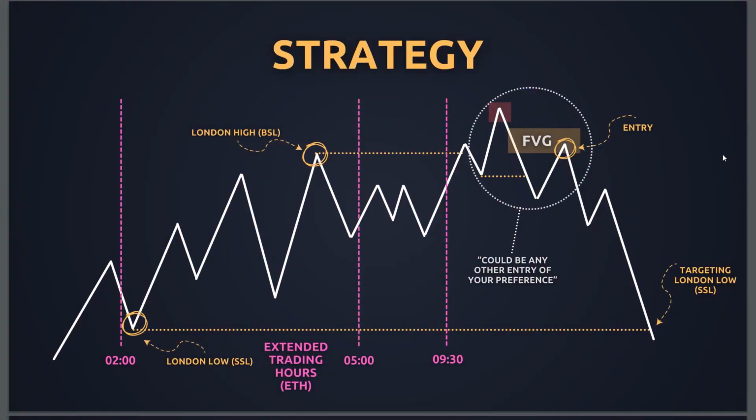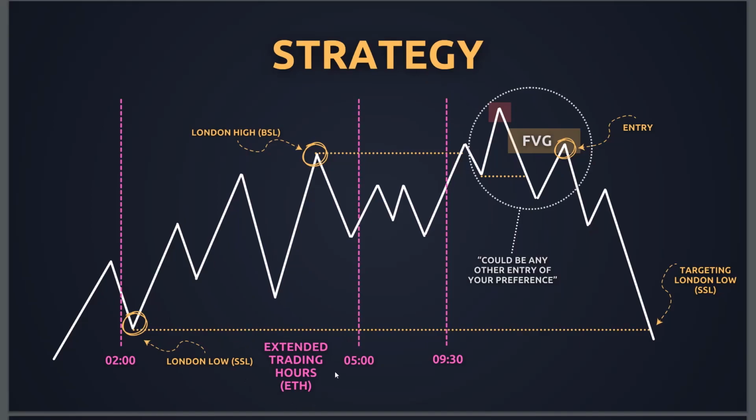So starting with the strategy here, what do we look for? The first tip is to mark 2 a.m. and mark 5 a.m. This is the London session timing. So the highest high between 2 and 5, we mark this high, and the lowest low, we also mark it. This would be our high and low in the London session.